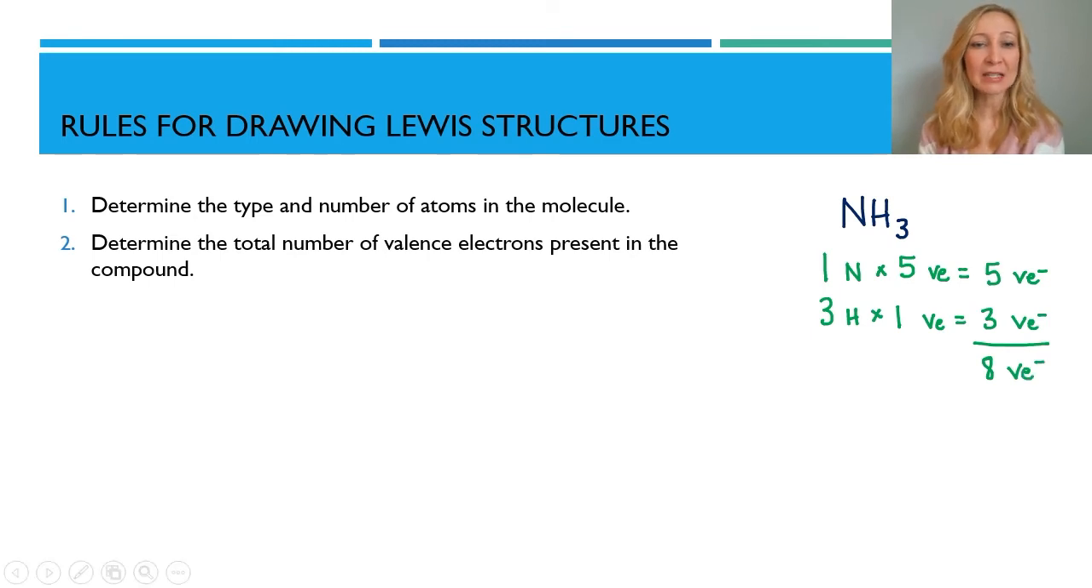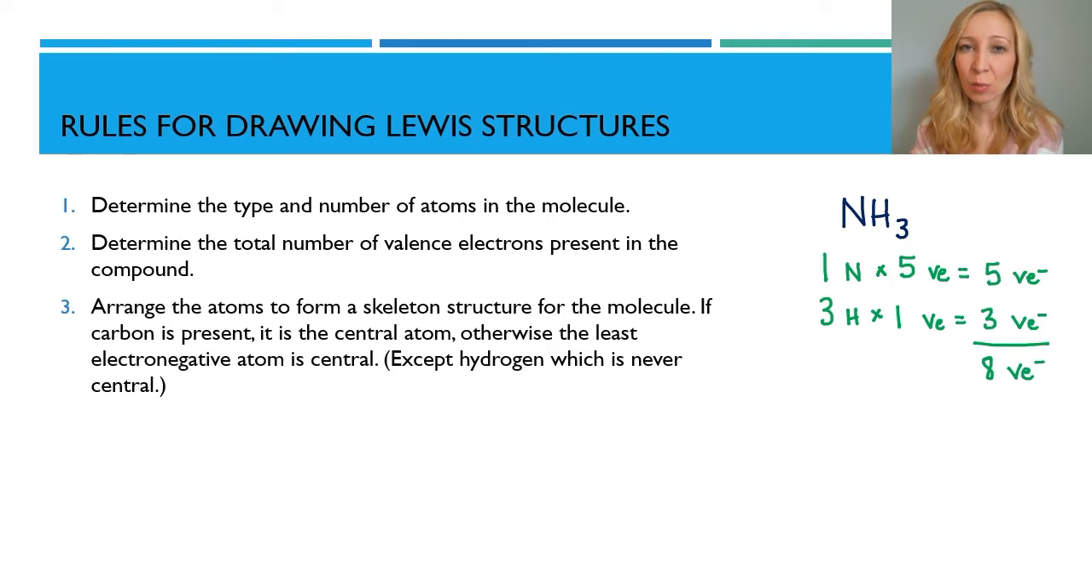Now, nitrogen has 5 valence electrons, and there's only 1 nitrogen atom. So nitrogen is going to contribute 5 valence electrons to this molecule. Hydrogen, since there are 3 of them, will contribute a total of 3 valence electrons, 1 each. So the grand total of the number of valence electrons that are being shared or represented in this molecule is 8 valence electrons.